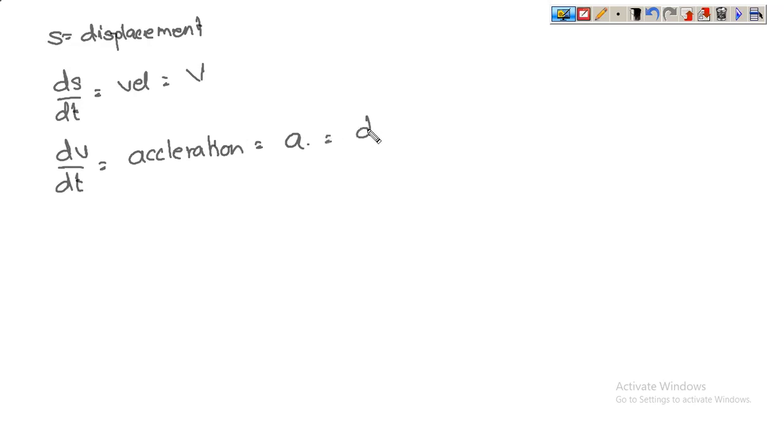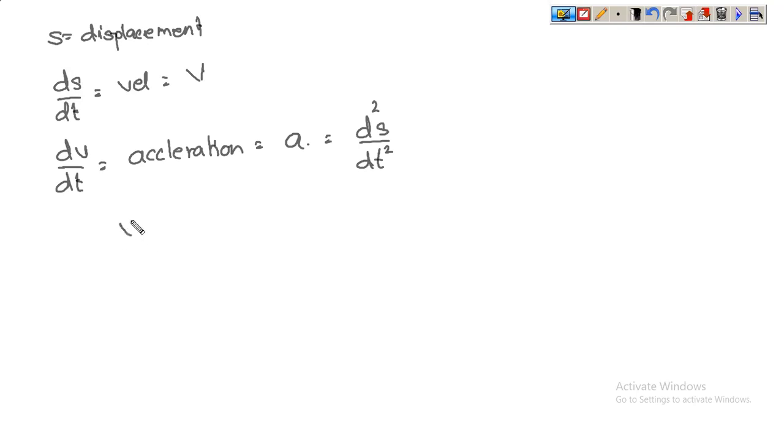This can also be written as d square s by dt square. So by differentiating and integrating, you can toggle between terms velocity, acceleration, and displacement. You can find out whatever is required at whatever instant. So if you look at the basic equations, how we started all these things.